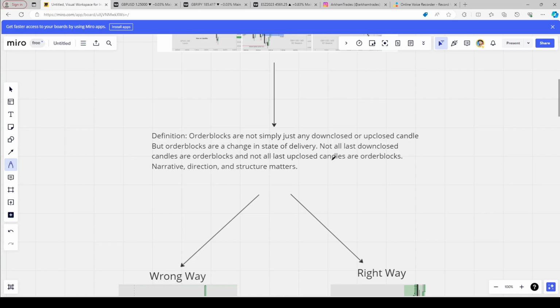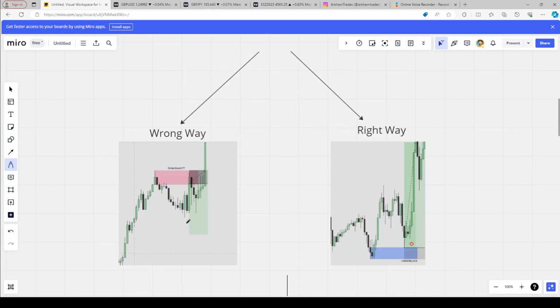Where are you going? Where are you at? And where are you coming from? Those are the three pillars of the market. This is the wrong way to look at it. Obviously, the uptrend is higher. Current structure right now, we're in a pullback. This does not equal a high probability order block because the overall trend is higher, and right now we are simply just in a pullback.